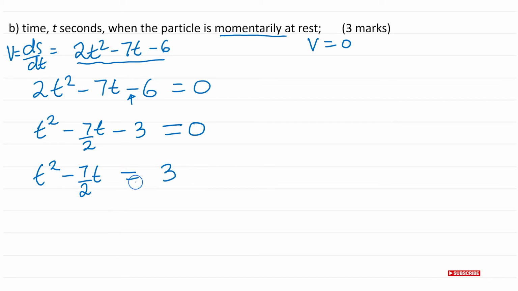Let's complete the square, guys. So we have our bracket, and then we have squared and a minus. And I'm going to put my equal and my 3 on this side. Okay, so I need a t there. I have a minus there, so minus, and I need to halve the coefficient of t. So 7 over 2, if you halve it, you will get 7 over 4, guys. Now, you need to take away this number squared. So 7 squared is 49, 4 squared is 16.